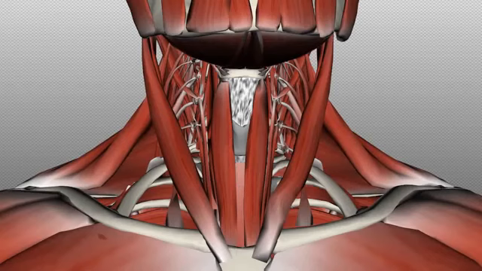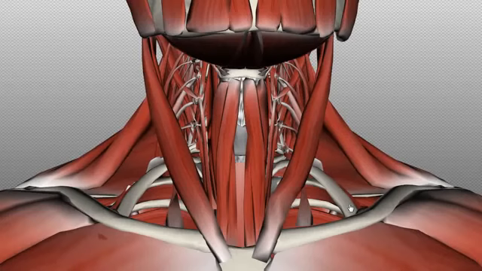So the sternothyroid and the thyrohyoid run in continuity just deep to the omohyoid and the sternohyoid.